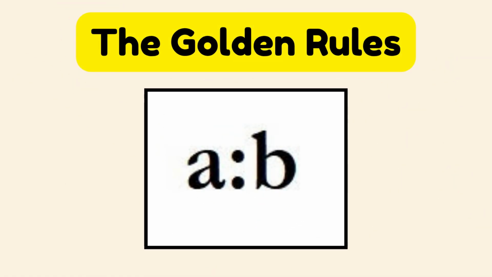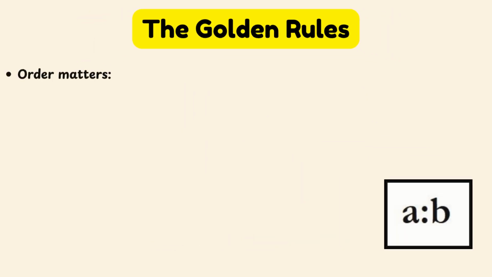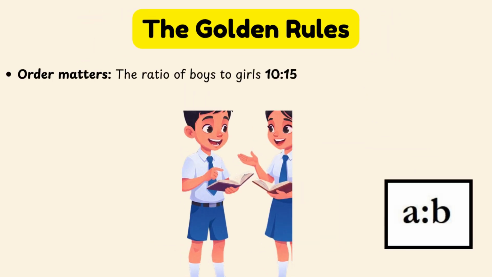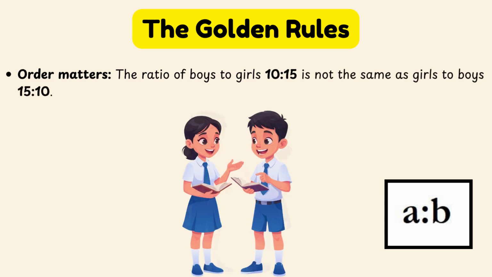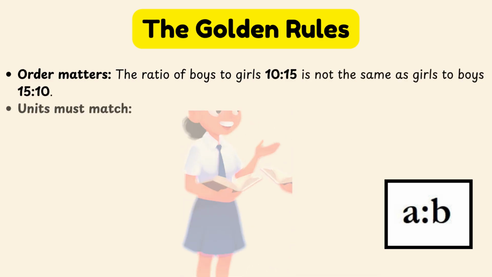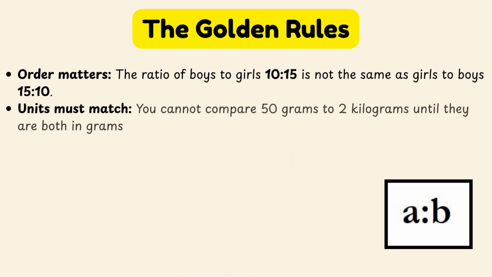There are three golden rules of ratio. Order matters. If the ratio of boys to girls is 10:15, it is not the same as girls to boys, 15:10. Units must match. You cannot compare 50 grams to 2 kilograms until they are both in grams. Then it will be 50:2000.